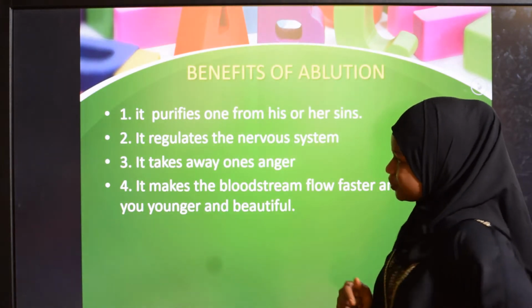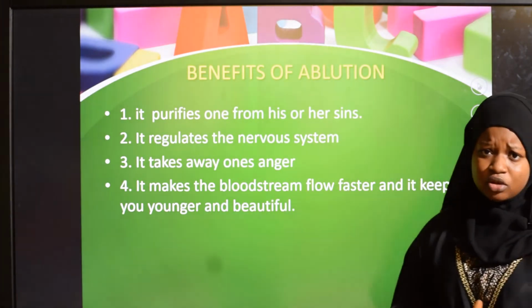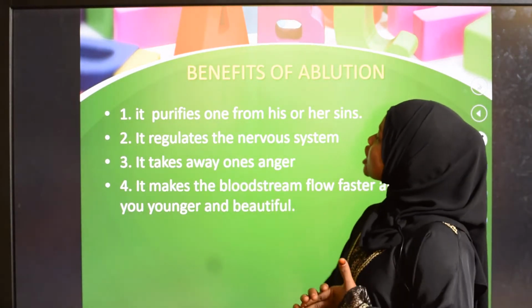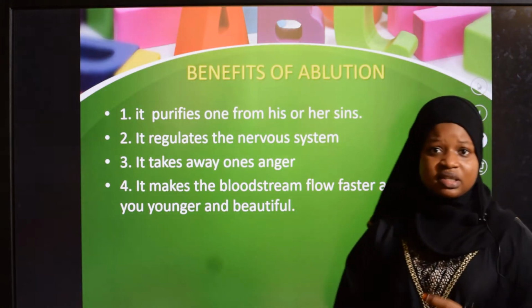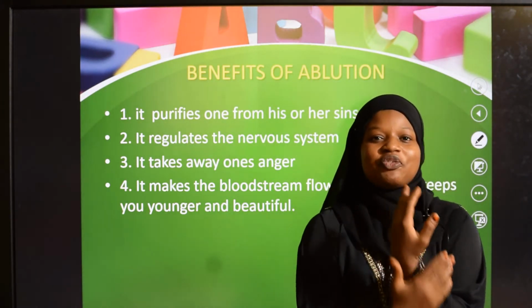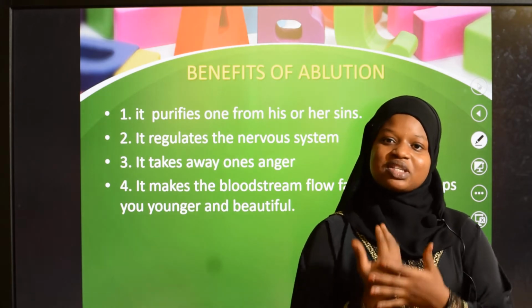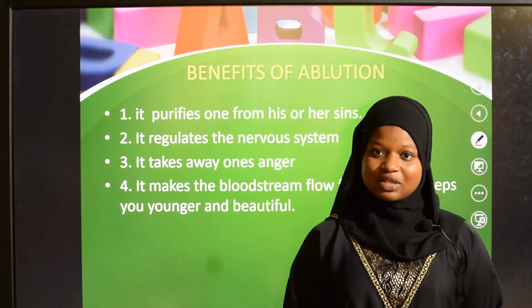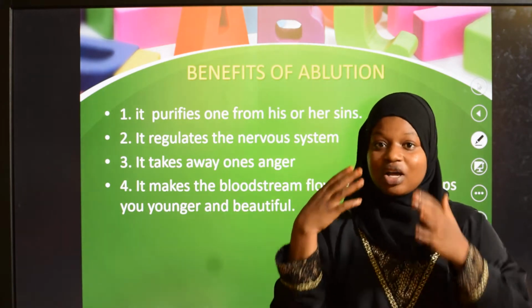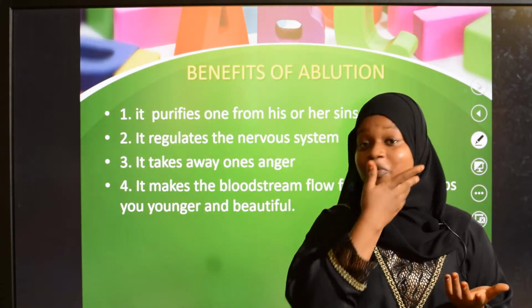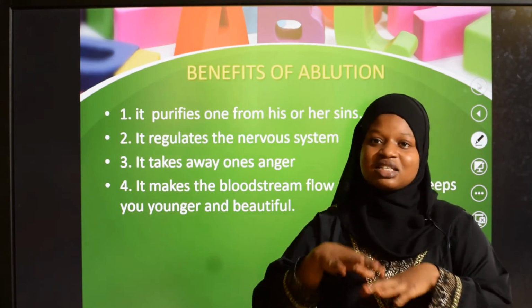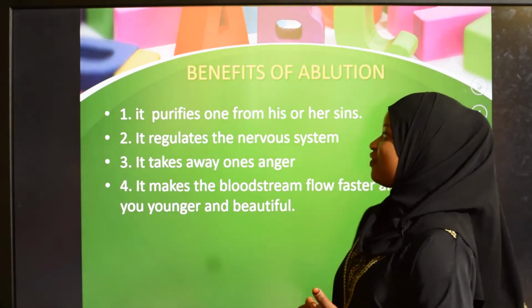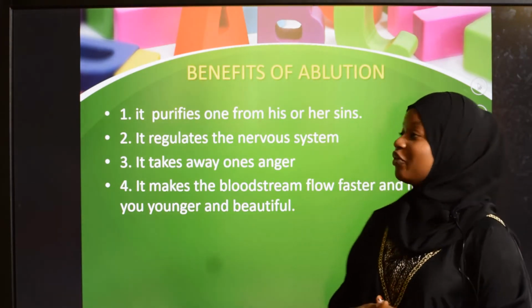Now let's move on. Let's look at some of the benefits of ablution. We have 1. It purifies one from his or her sins. So the moment you take your intention and you start performing ablution, you will be what? Purified from your sins. The sins your eyes committed, the moment you wash your face, all the sins have been wiped. So it's very important for you to always perform ablution.